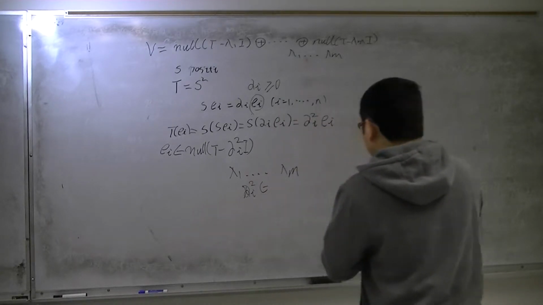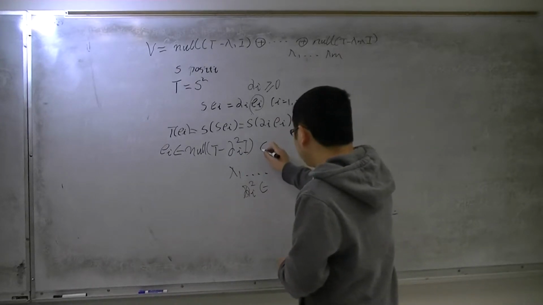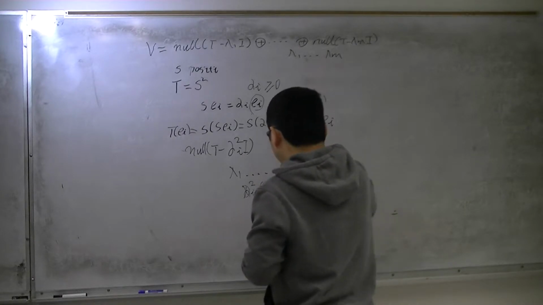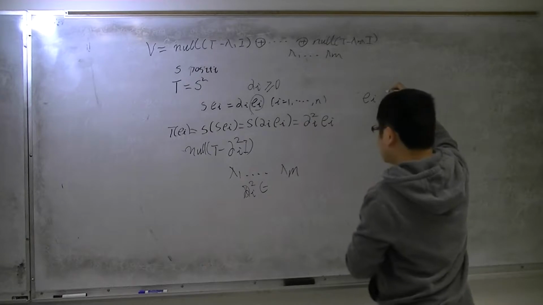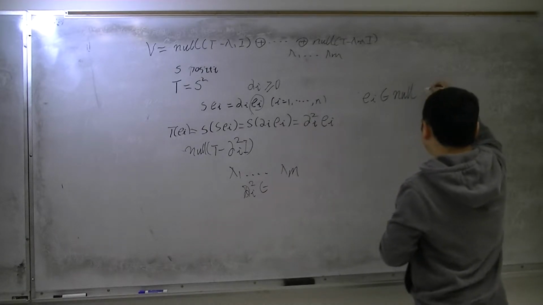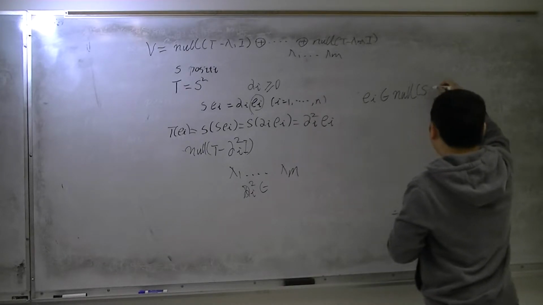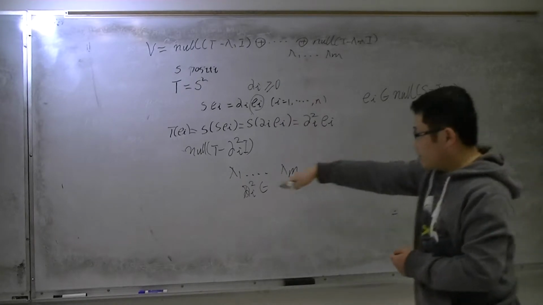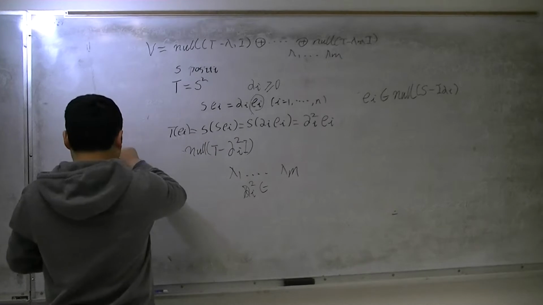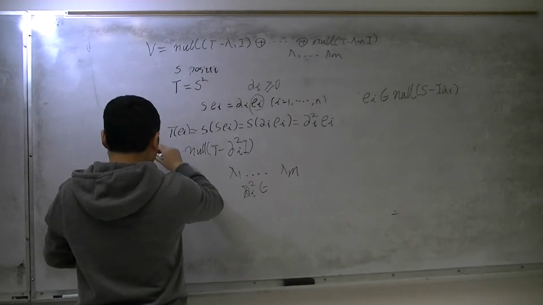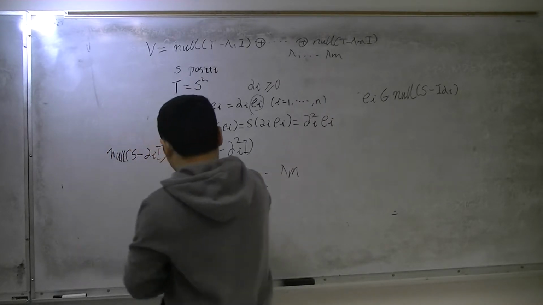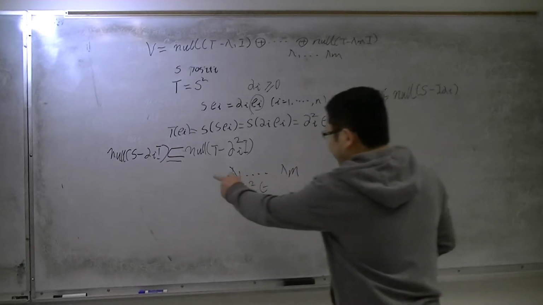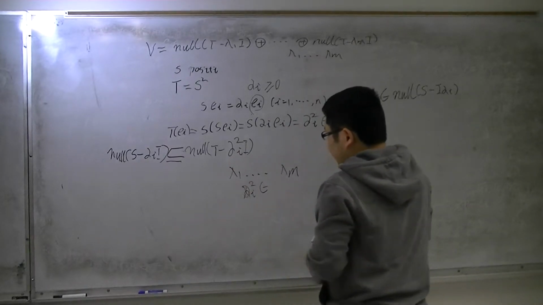Because alpha_i squared belongs to this set, it means that e_i belongs to the null space of T minus alpha_i squared I. If it satisfies this space, it's also in that space. So this space is a subspace of that space, because all the vectors belonging to this one also belong to that one.